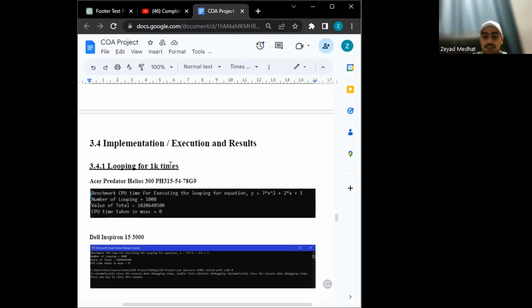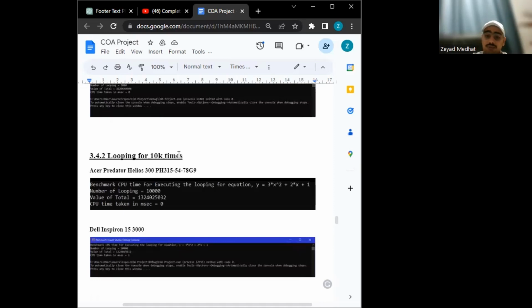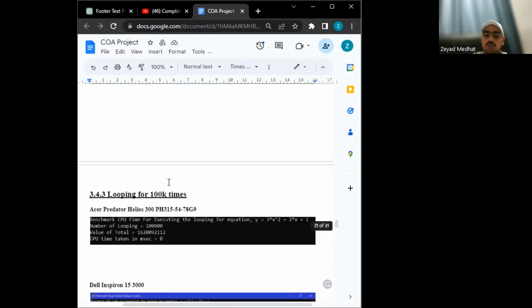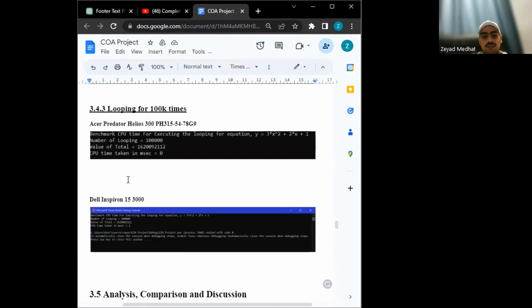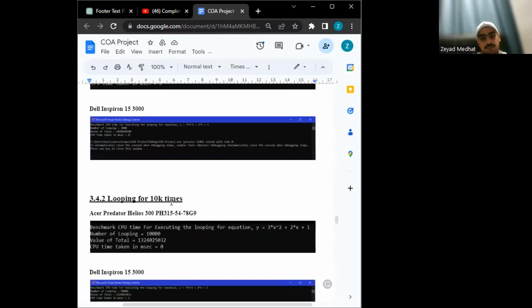We can see here we had the first one with 1K loop. The second one, we increased the loop to 10K times. So we start with 1K, 10K, then we move to 100K. We can see from the timing that the Acer Predator again outperformed Dell. This indicates its exceptional computational performance and ability to handle resource-intensive tasks with ease.